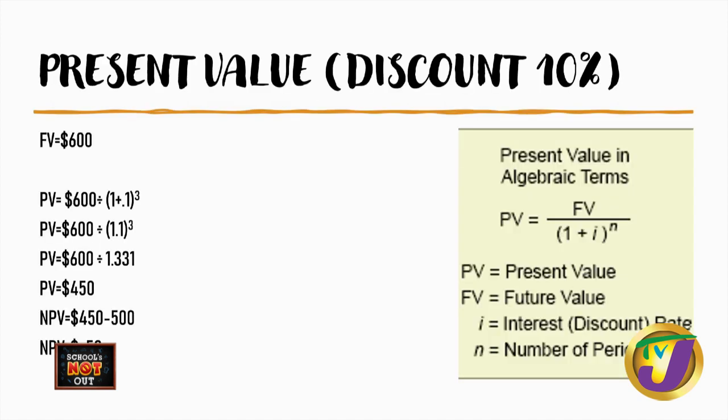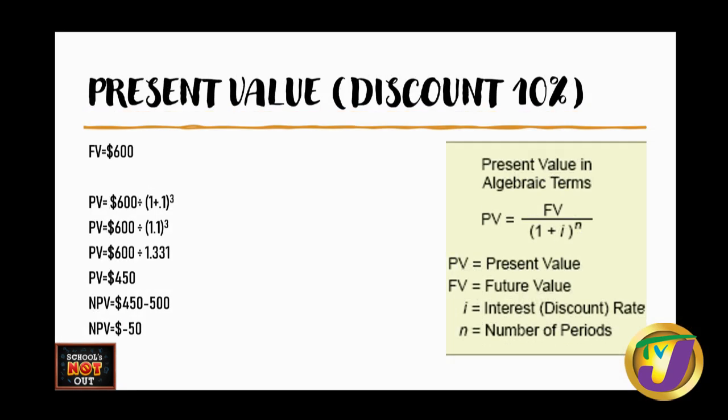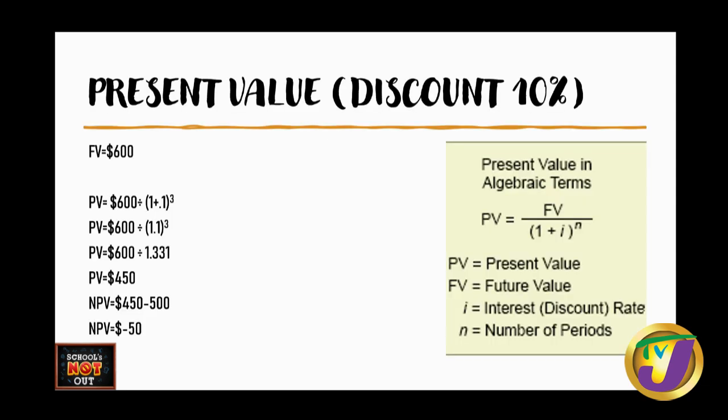Now, since you took the time to do your calculation, I also took the time to do it as well. Based on this question, you would have found that the total earnings was $600. And this you would determine from the $500 that the machine would earn over the 3-year period, plus the $100 that it would earn as scrap value. So the future value would be $600.